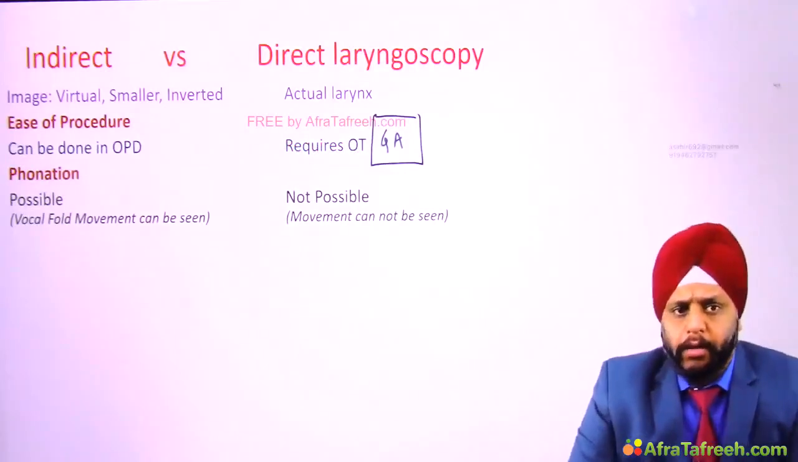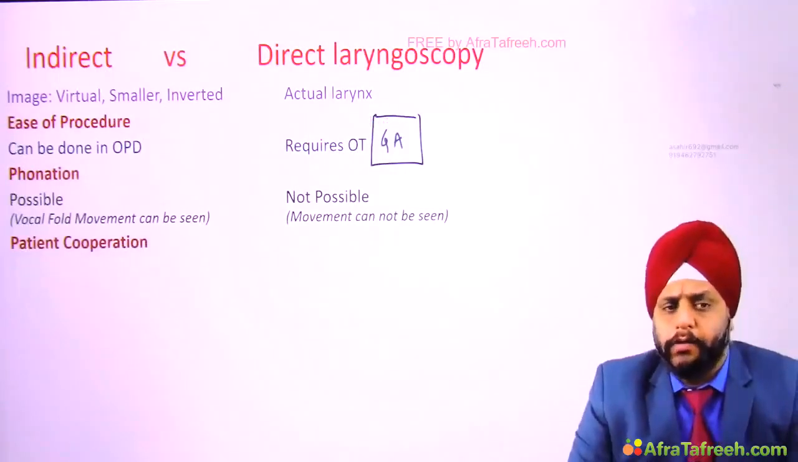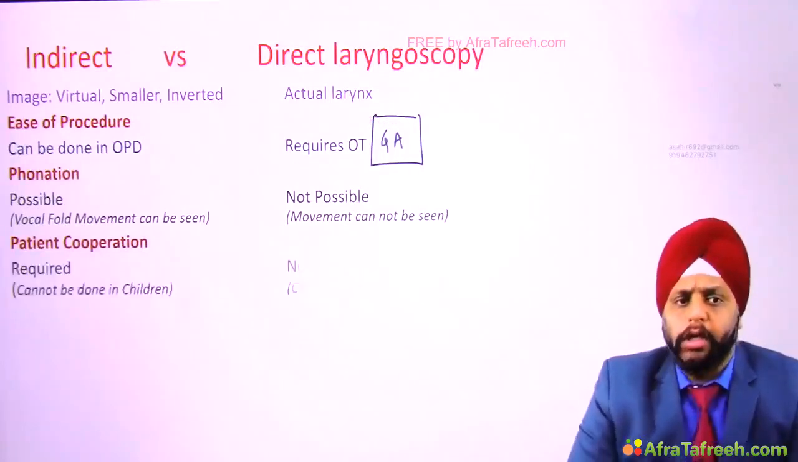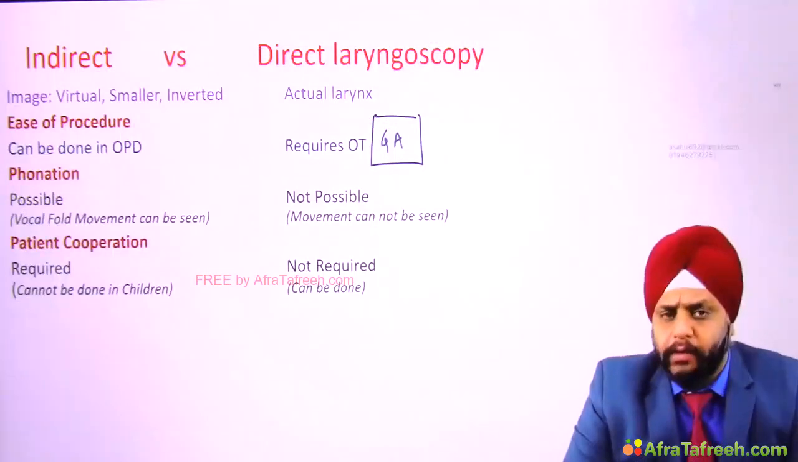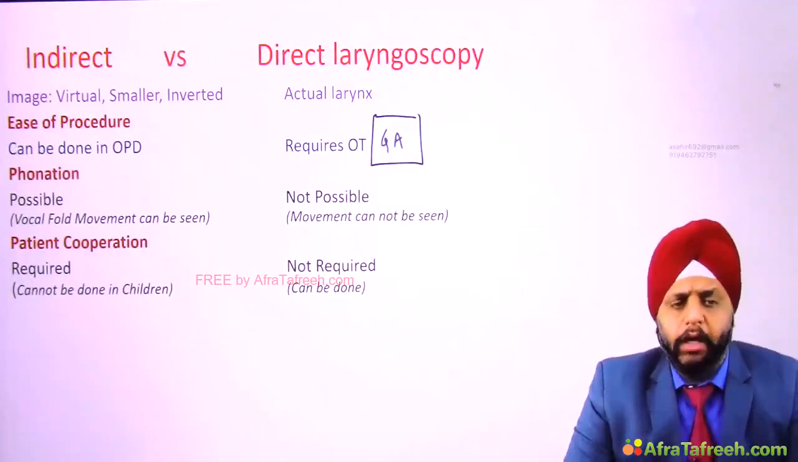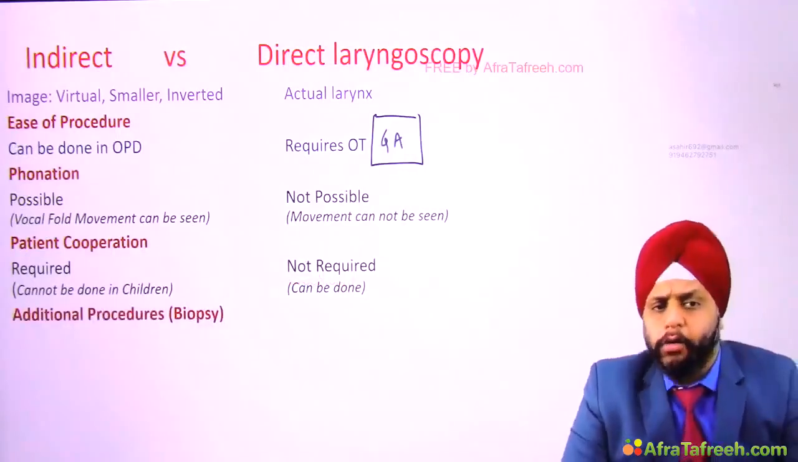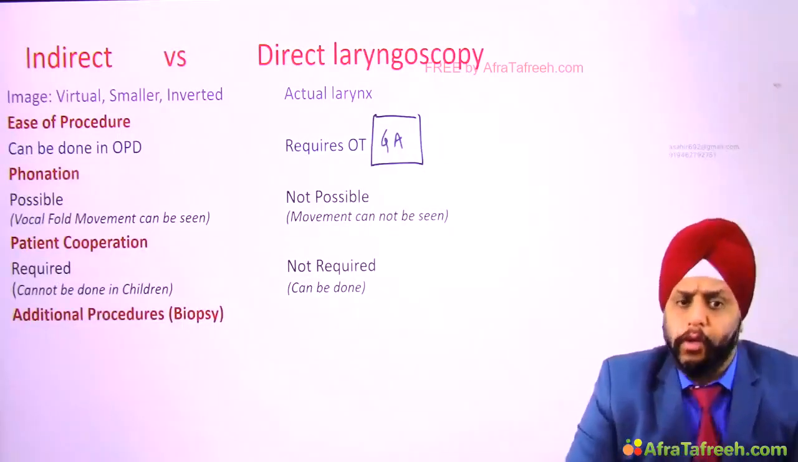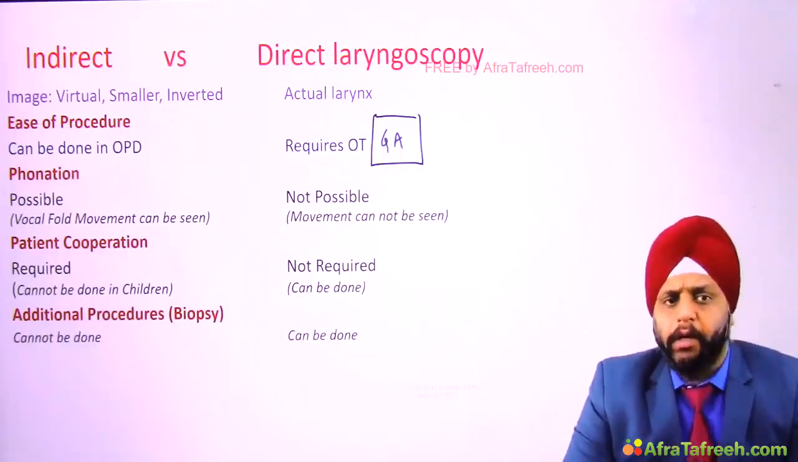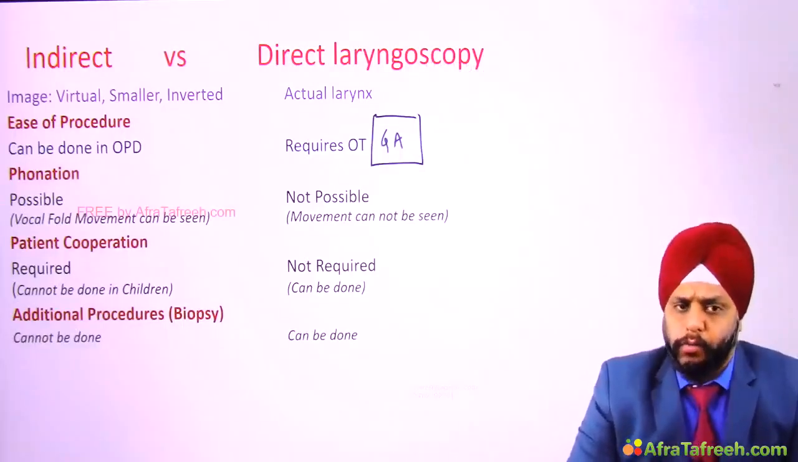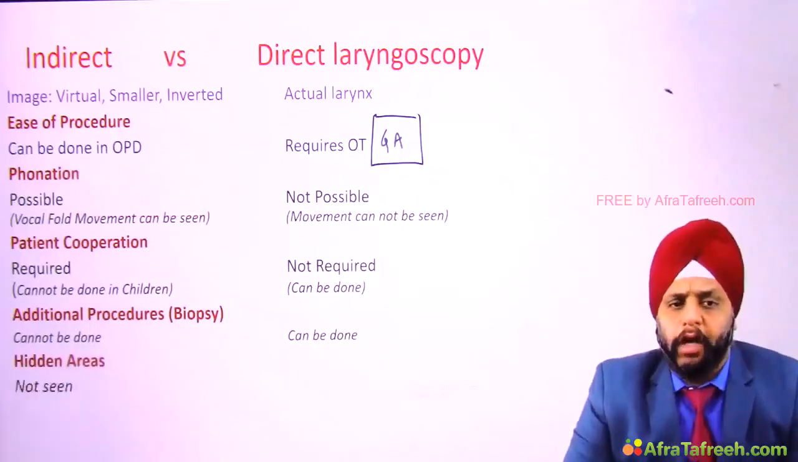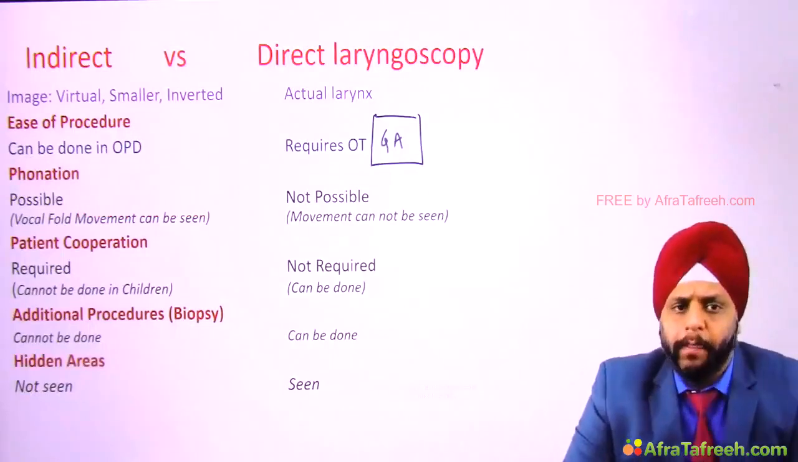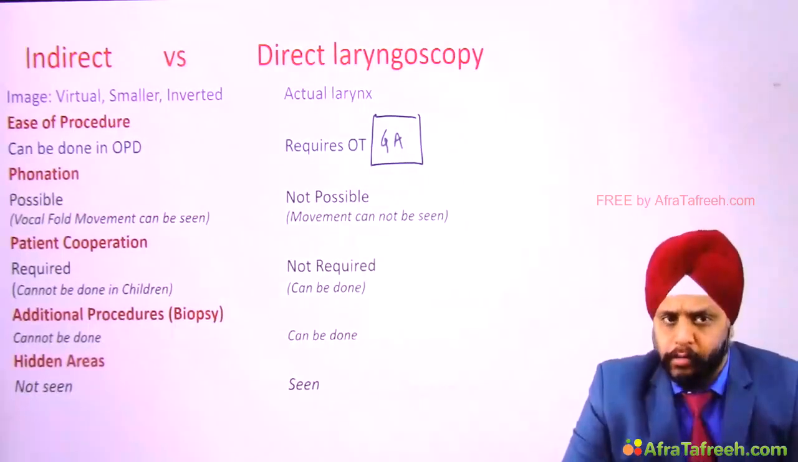However, the indirect laryngoscopy requires patient cooperation. You cannot do it in children. Okay, whereas direct laryngoscopy, once you have given anesthesia, you can do it in children and non-cooperative patients also. Okay, then indirect laryngoscopy, you cannot do additional procedures. Suppose there is a lesion, you want to take a biopsy. That cannot be done. It can be done only in direct laryngoscopy. Okay, moreover, in indirect laryngoscopy, we cannot see the hidden areas of larynx, which can be seen in direct laryngoscopy.